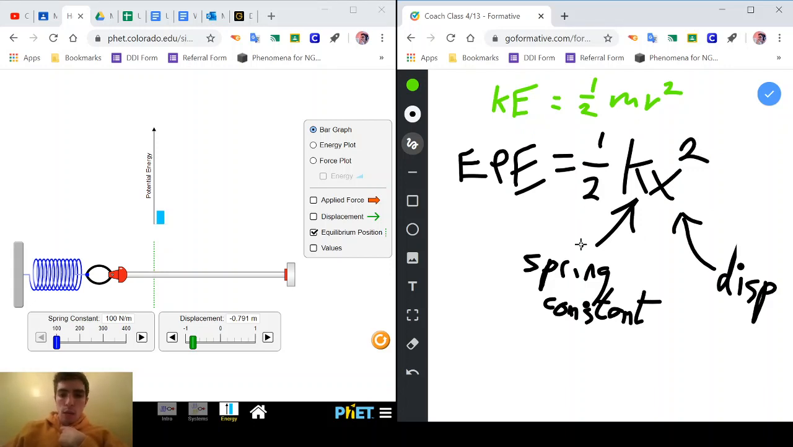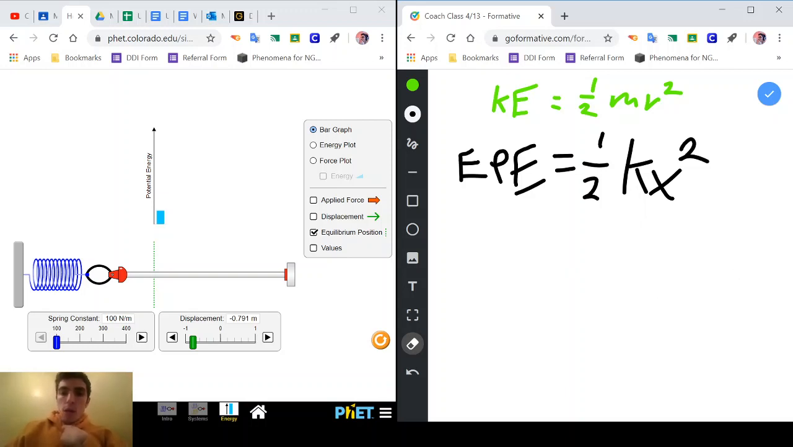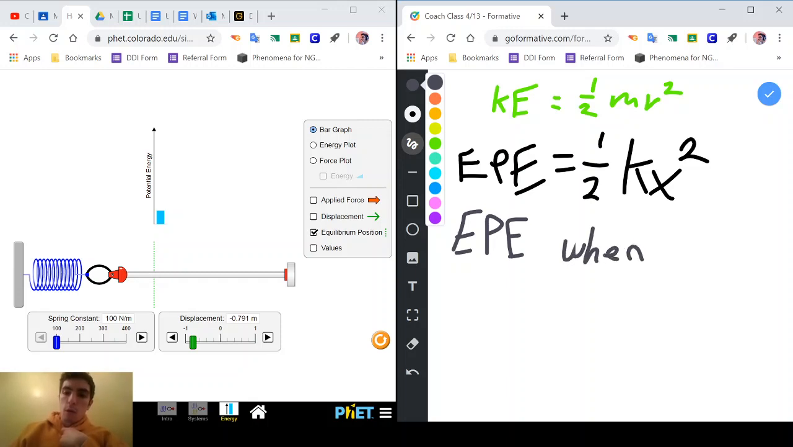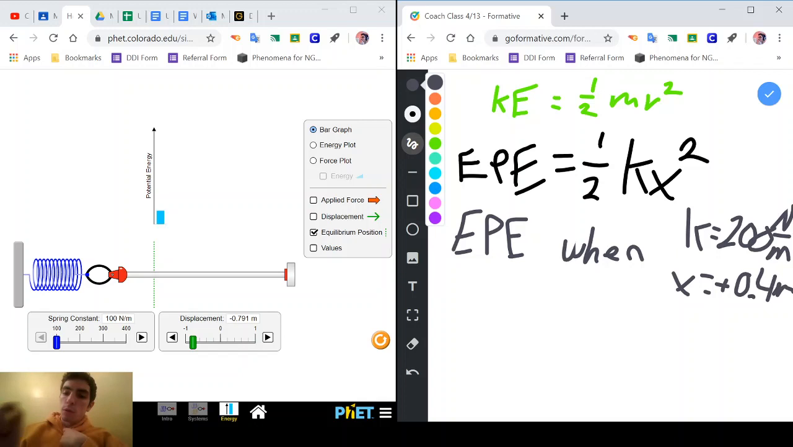So let's say, I'm going to erase some things just to clear up some space. Let's say we were asked to find EPE when k is equal to, let's say, 200 newtons per meter, and x, or our displacement, is, let's say, positive 0.4 meters. And so one way we could solve this is just by plugging into our equation.